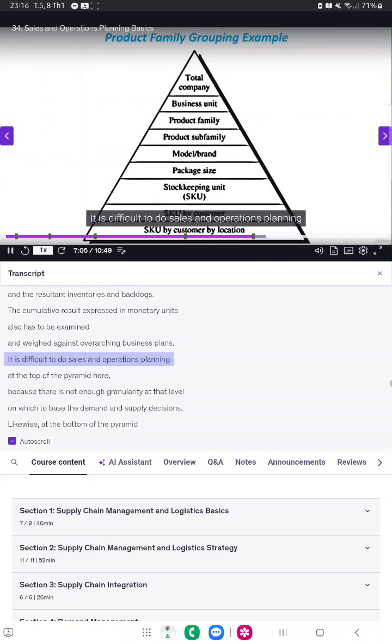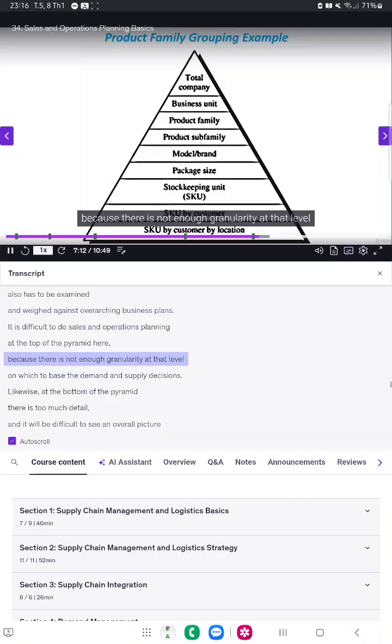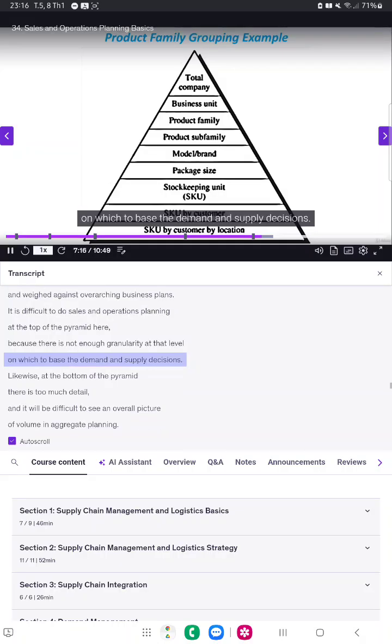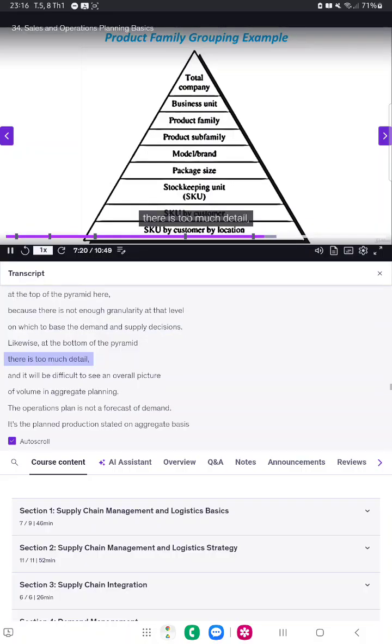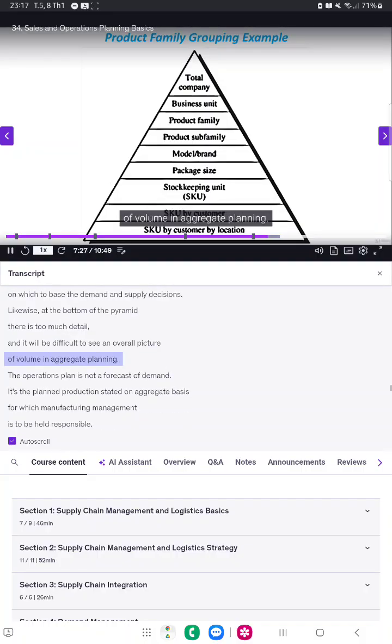It is difficult to do sales and operations planning at the top of the pyramid here because there is not enough granularity at that level on which to base the demand and supply decisions. Likewise, at the bottom of the pyramid there is too much detail and it will be difficult to see an overall picture of volume in aggregate planning.